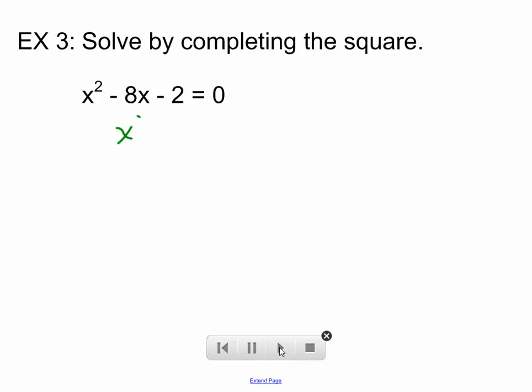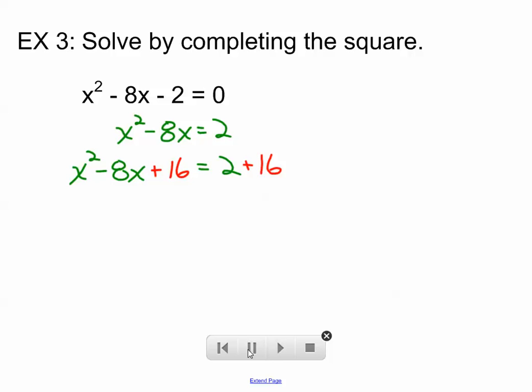All right, so first of all, we have to add 2 to both sides because we have to get the x squared and x term on the left by themselves. Then we have to determine, okay, what are we going to add to both sides to complete the square? Okay, where did I get 16? Let's slow down. Half of negative 8 is negative 4, and negative 4 squared is 16.